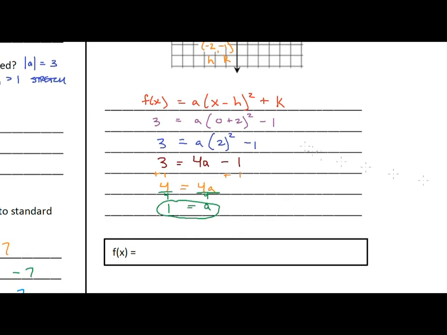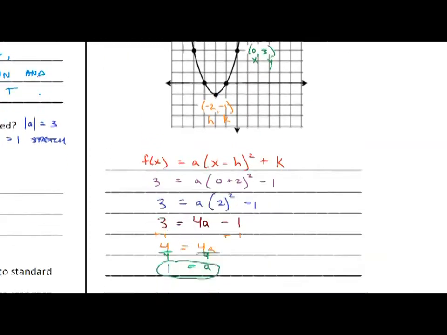Now once we have a, we're pretty much done. All we do now is we go back to our vertex form, plug in a, plug in h, plug in k, and you've got the function. So for our final answer, f of x equals a, which is 1, times x. Remember, our h value was -2, so it turns out to be +2 in the equation, squared. And then our k value is -1. And there's our equation for question number 29.